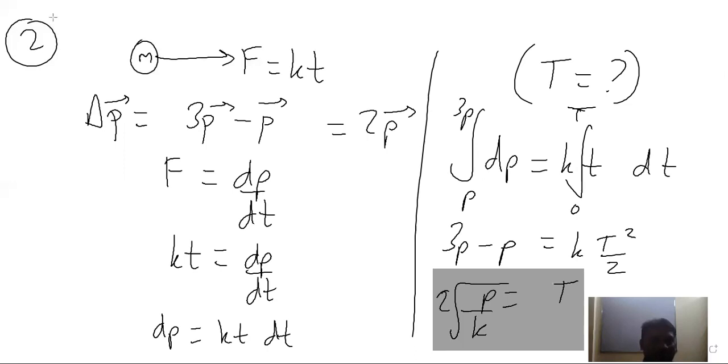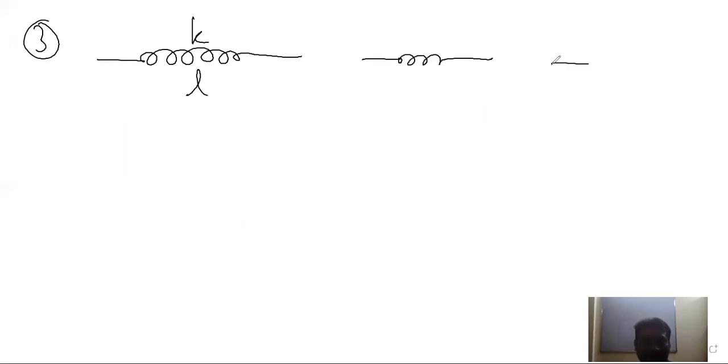So let us move on to question number 3. In question number 3, we have a spring whose unstretched length is L. It has a force constant K. Now it is broken into 2 parts. So first part has length L1, second part has length L2. And let us say K1 is the spring constant of first part, K2 is the spring constant of second part.